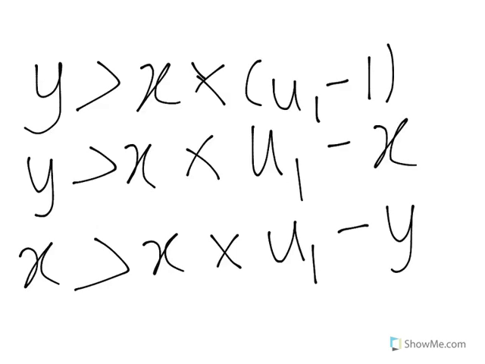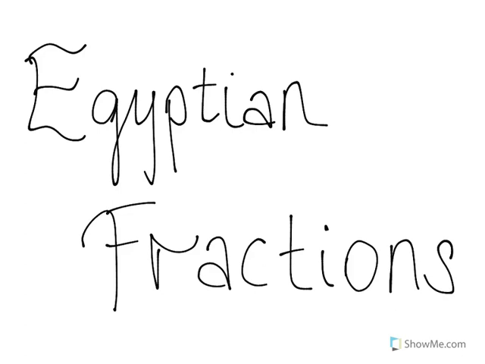Also, since 1 over u1 minus 1 is greater than x over y, multiplying both sides by y, we have y over u1 minus 1 is greater than x. Or, multiplying both sides by u1 minus 1 and expanding the brackets, then adding x and subtracting y on both sides, we have y is greater than x multiplied by u1 minus x, which is greater than x multiplied by u1 minus y. Now x times u1 minus y was the numerator of the remainder, and we have just shown that it is smaller than the original numerator x.